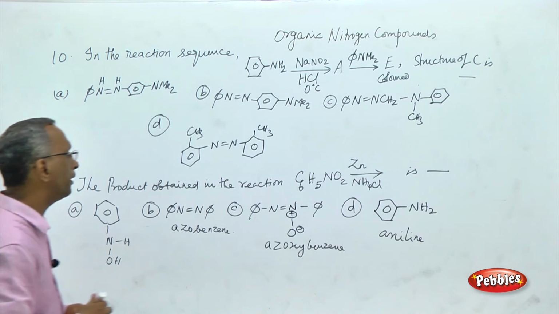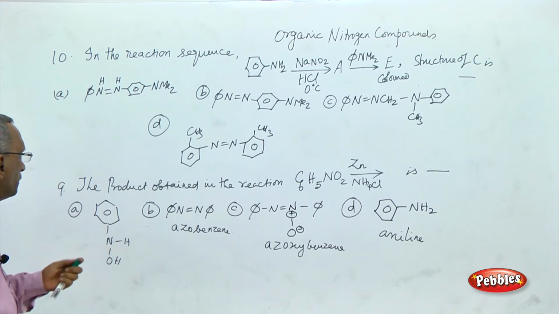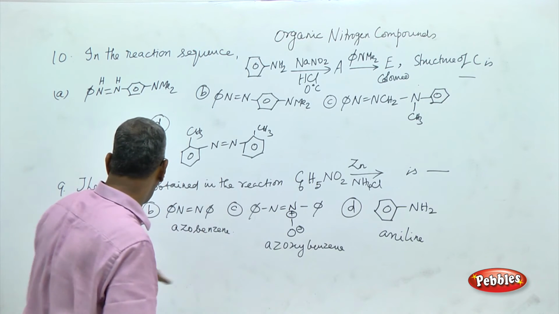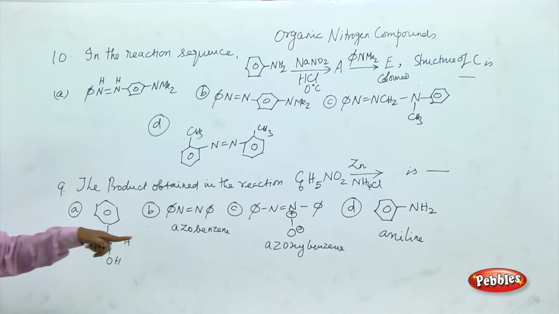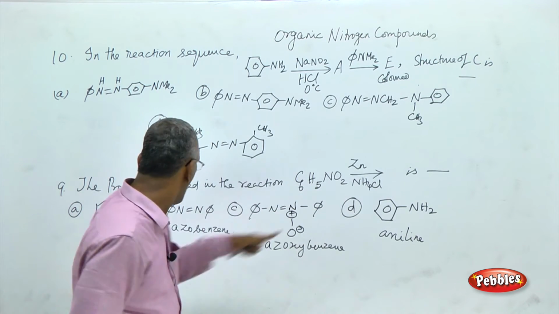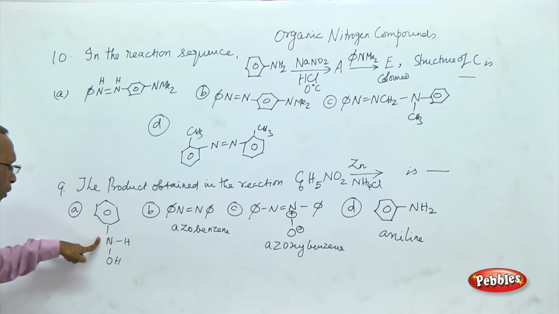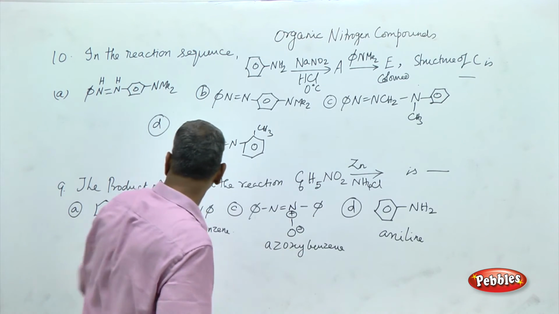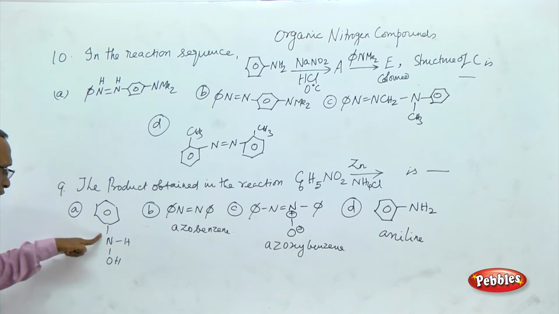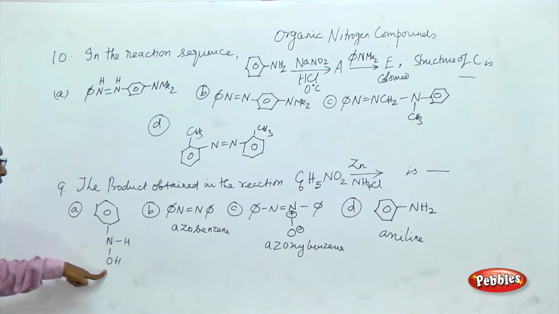So in the zinc and ammonium chloride reaction, it will be reduced to a hydroxylamine derivative, because the amino group is retained, also in the ionic form NH4Cl. So this NH4OH is the ionic form.